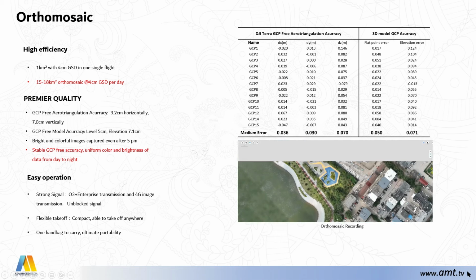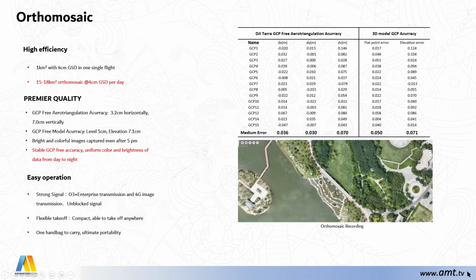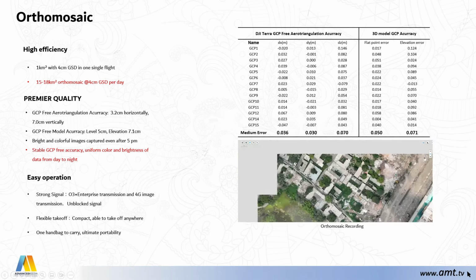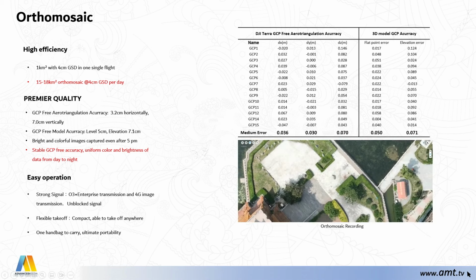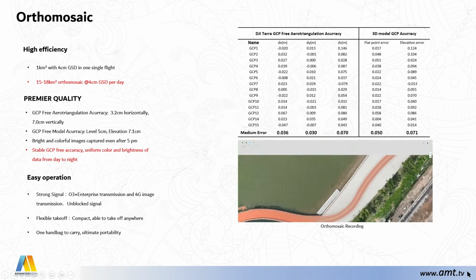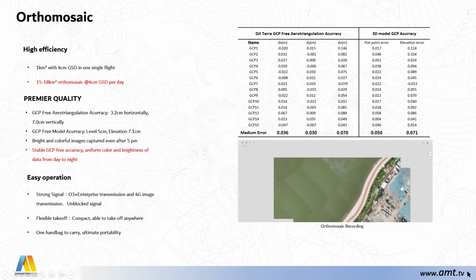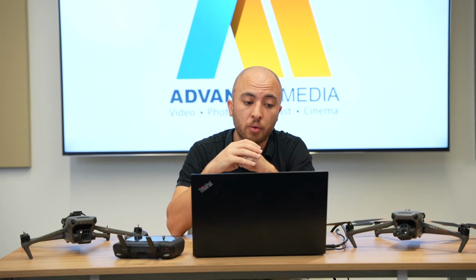So it's 1 square kilometer. As I mentioned, in a single battery you can cover up to 2 square kilometers. And per day, you will be able to cover 15 to 18 square kilometers. You will need like 4 or 5 batteries with you, fully charged.